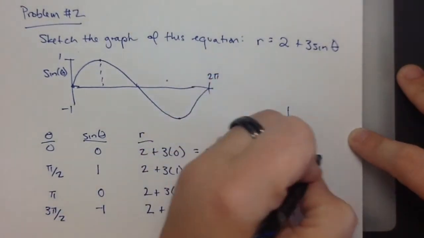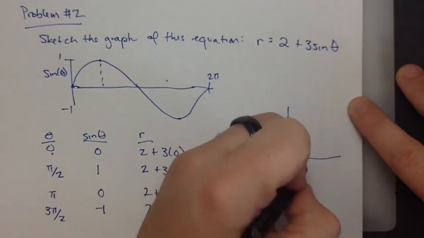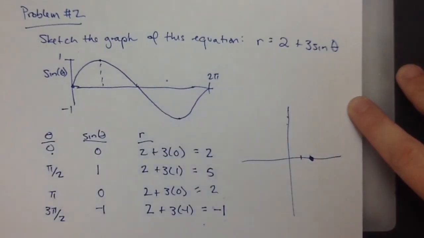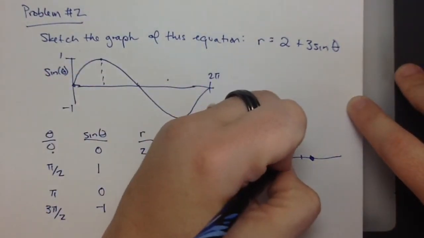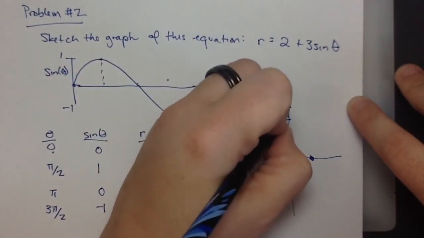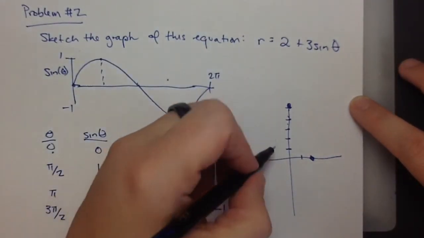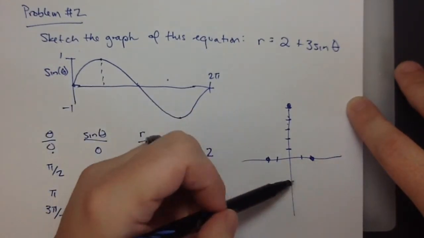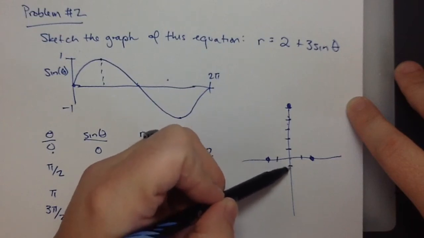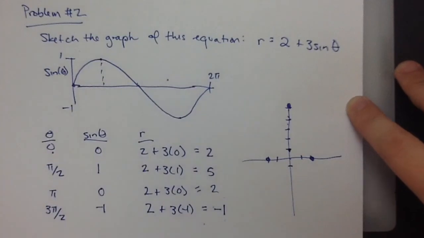So in a graph like this, at theta equals 0, r is going to be 2, like this. At theta equals pi over 2, here, r is going to be 5. 1, 2, 3, 4, 5, like this. At theta equals pi, r is going to be 2, so 1, 2, right there. And at 3 pi over 2, which is right here, instead of being 1 coming out from the origin, now r is going to be -1.